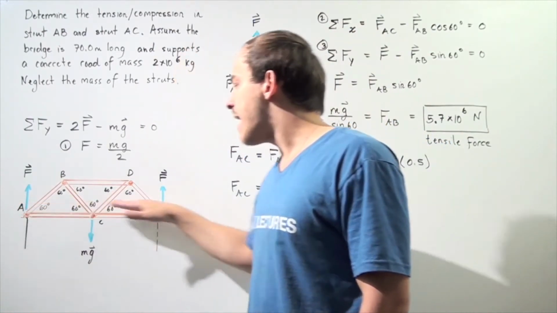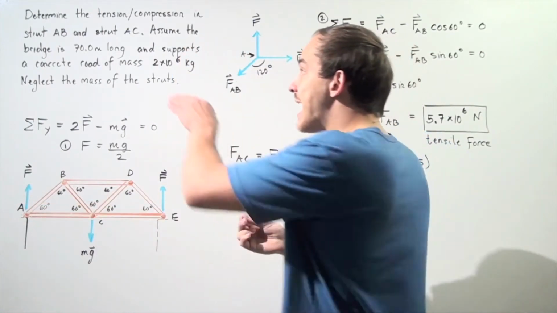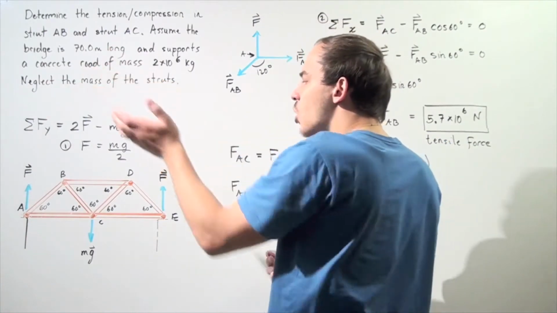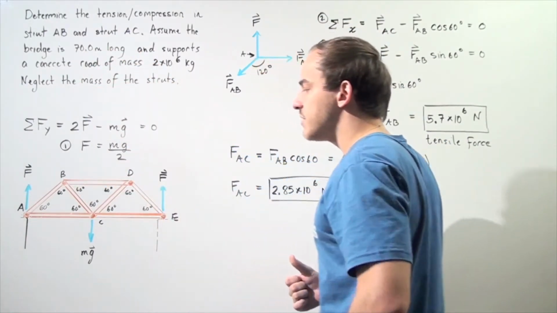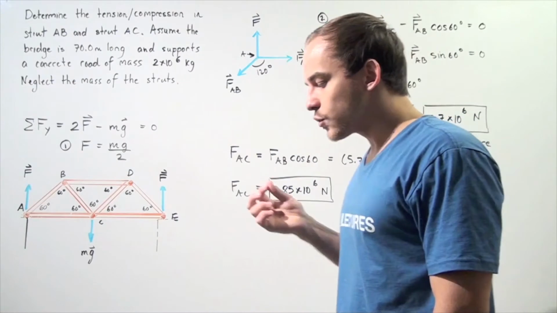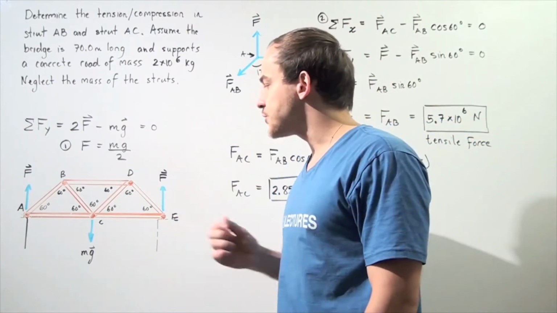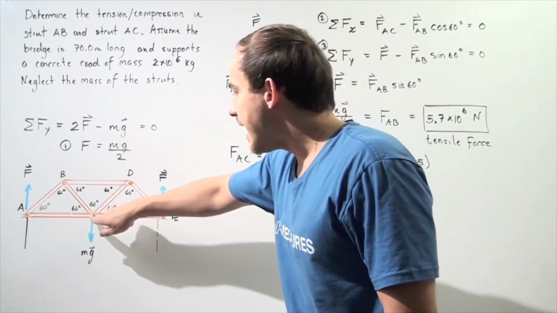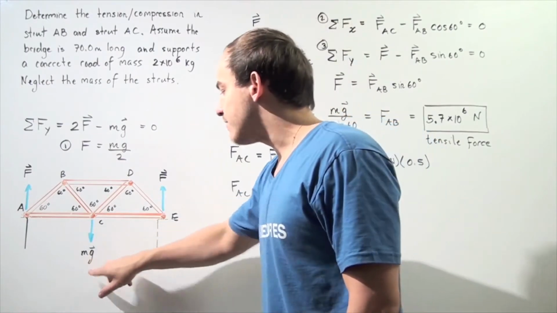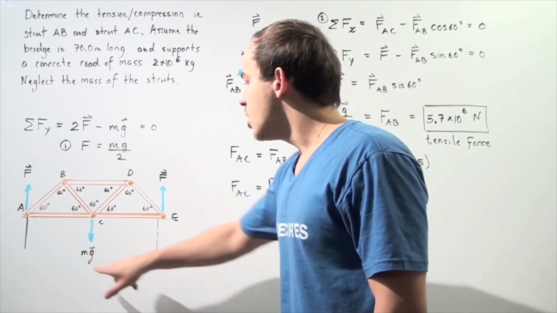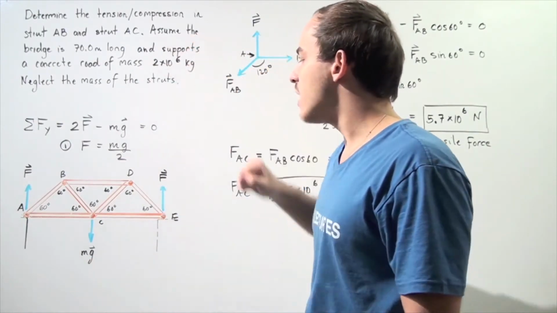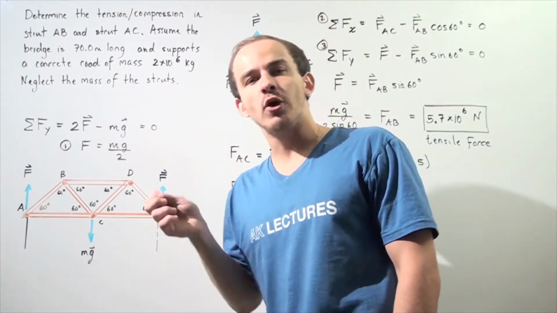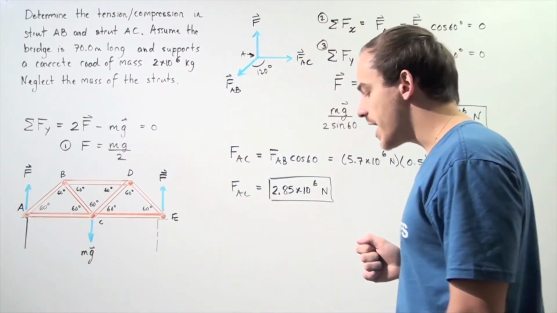So this beam has a certain mass because it has the concrete road that is placed on top of that beam. And so the force of gravity will act at the center of mass of that beam at point C. And it will have a quantity m times g, where m is half of this quantity and g is simply 9.8 meters per second squared.